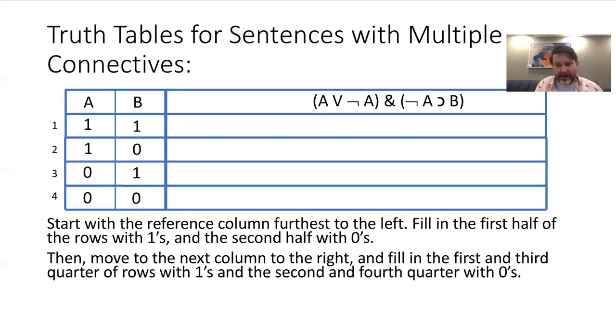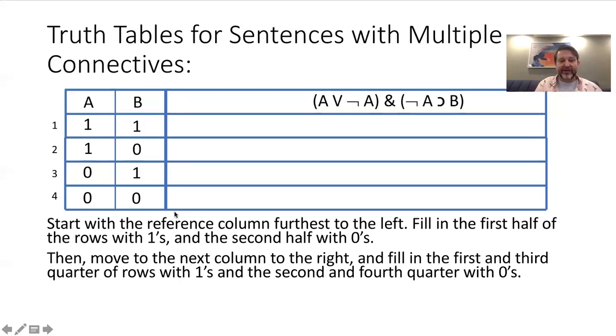But if we had more atomic sentences, like A, B, C, and we'll be seeing sentences that have 3 or 4 atomic sentences that make them up, then we would start by dividing the first column in half. If 3 sentences make it up, then the first 4 rows would be true, and the next 4 rows would be false. We would move on to B then and have the first 2 rows being true, the second 2 rows being false, the next 2 rows being true, and the last 2 rows being false. And then if we moved on to C, it would look more like B does here, so it would be true, false, true, false, true, false. So I hope that makes sense.